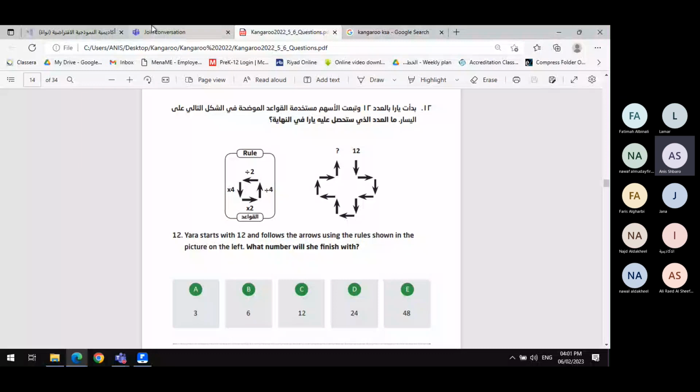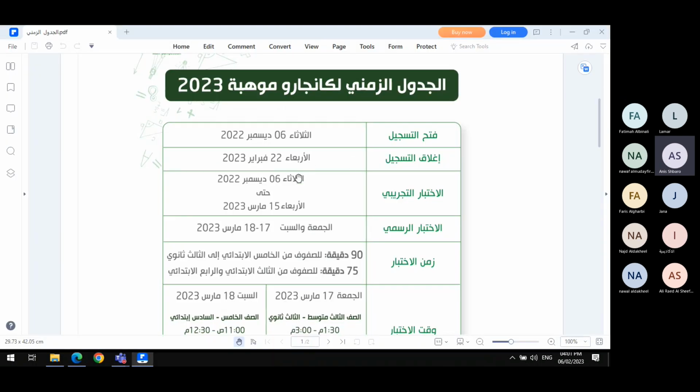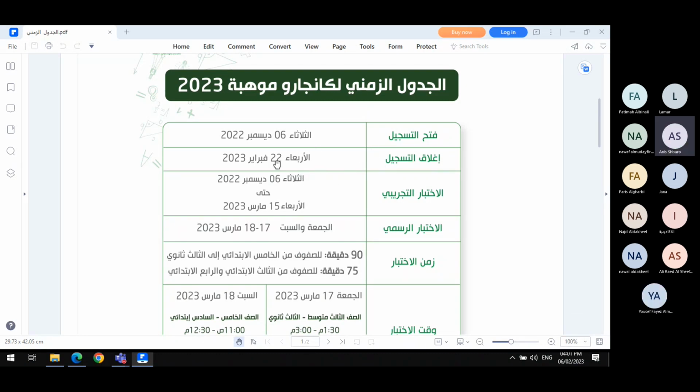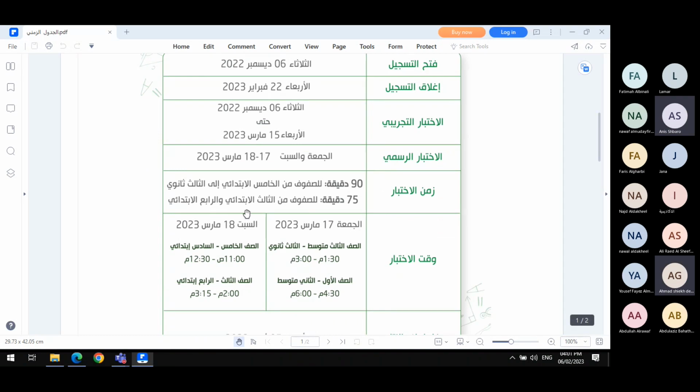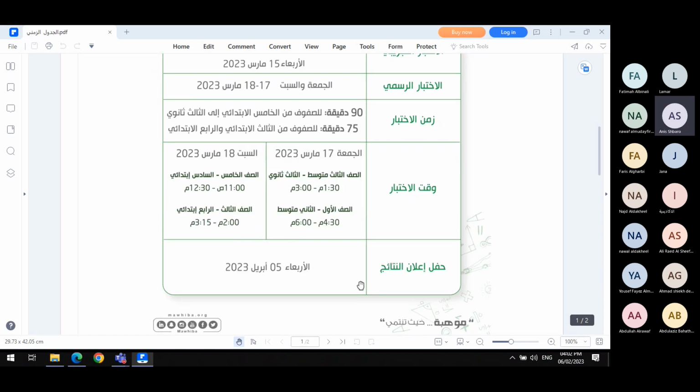First of all, I just want to remind you that we must register for the Kangaroo competition, and to do that, simply open the Kangaroo KSA site. Remember, your deadline to register for the Kangaroo is 22 February. The exam is less than an hour and a half, 1 hour and 15 minutes, 75 minutes, and it's going to be on Saturday, 18 March, for grades 5 and 6 from 11 a.m. to 12:30 p.m. The results will be on 5 April.